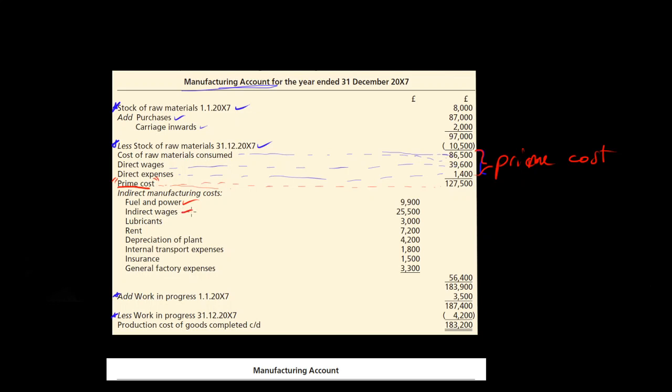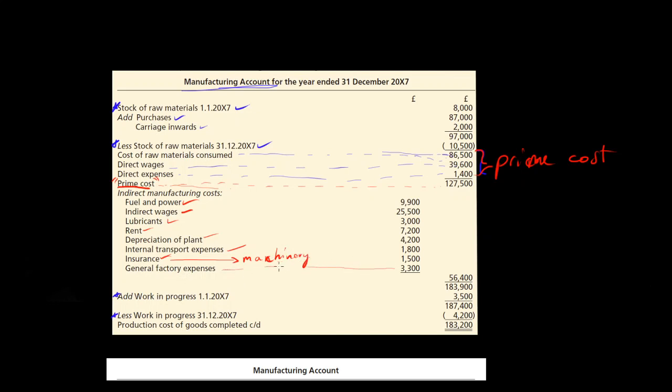So indirect wages, fuel and power, lubricants, rent, depreciation, internal transport, insurance. Remember, insurance that is related to your manufacturing, related to your machinery. Everything related to manufacturing, only that will appear in your manufacturing account. You can say insurance of machinery or factory, and general factory expenses.